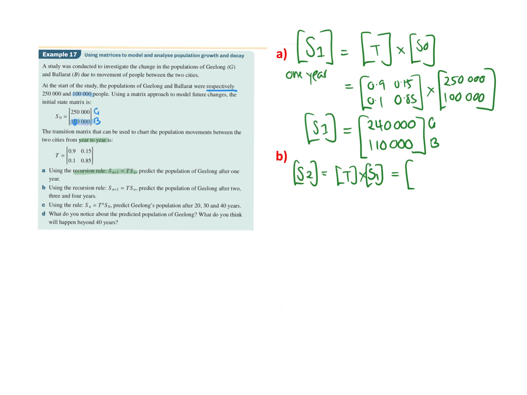Sorry, I'm going to rub them out because I want to run out of room. And then, so what would that one be? 240, 110. Okay, so when you keep going, you would get 232,500 and 117,500. Then I've got to find S3, still going through the recurrence relation.